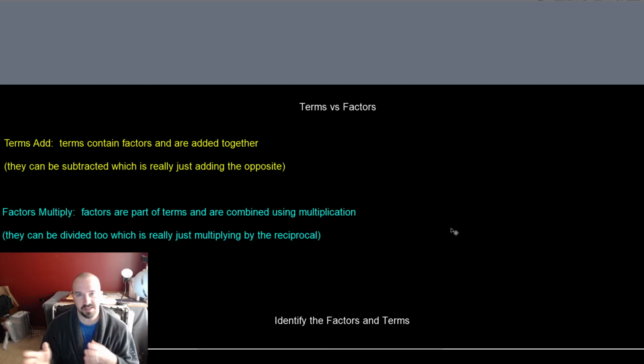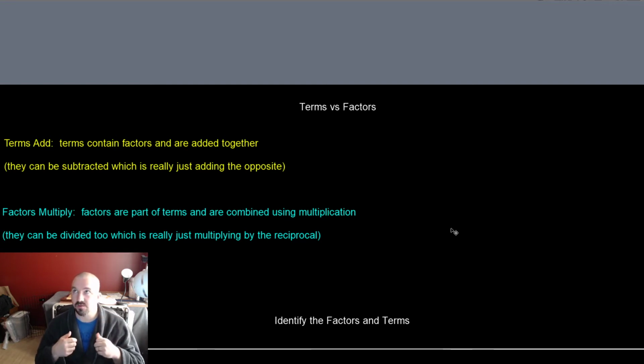Anyway, in this video, we're going to take a look at terms versus factors. And the main difference here is that terms add and factors multiply. In the beginning, when you first start talking about terms and factors, typically terms will contain factors, but factors usually won't contain terms. That's not always true.